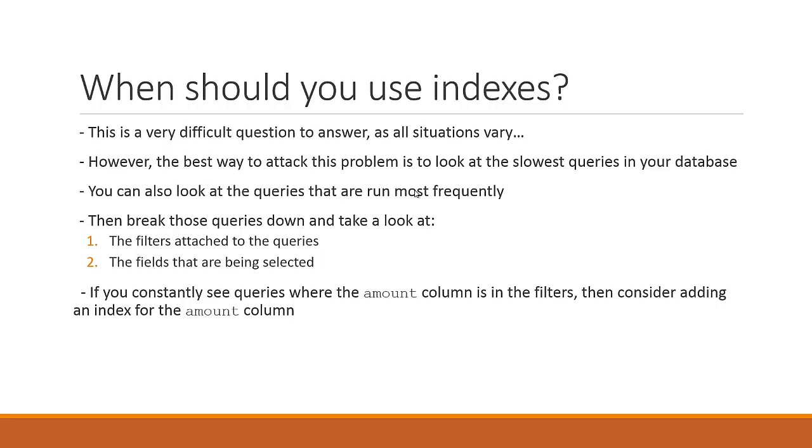Now you need to break those queries down and look at two things. You need to look at the filters that are attached to those queries. When I say filters, I mean the where clause, okay? When you look at the where clause, you can see what columns it is looking at. For example, the where clause that we've been dealing with this entire lesson was the amount column. So we were saying where amount is greater than 500, or where amount is equal to $1,000, or where amount is equal to $188, okay?